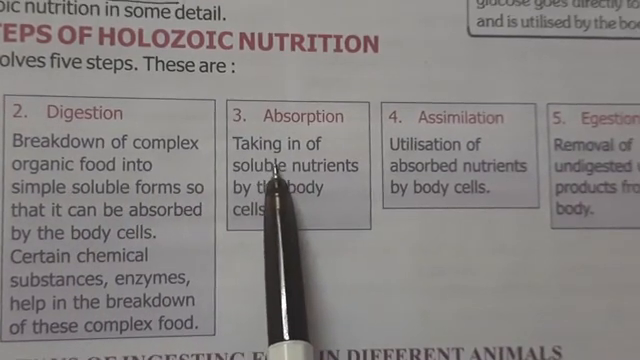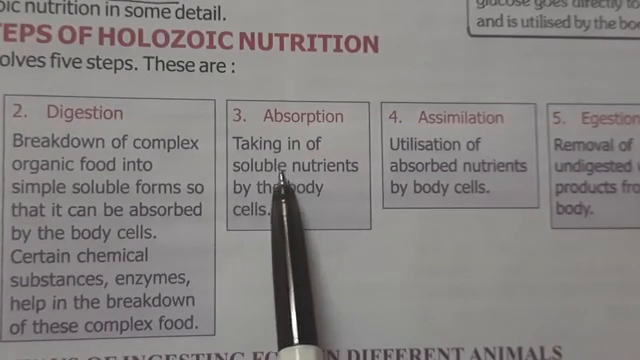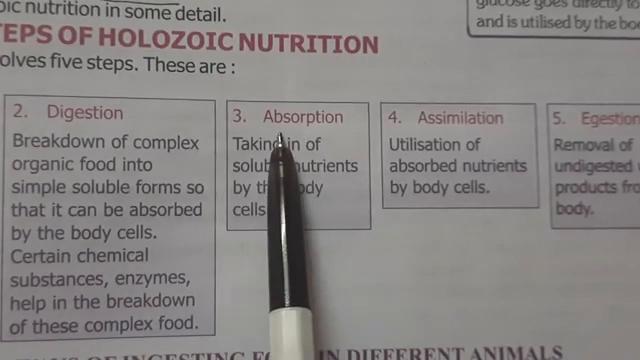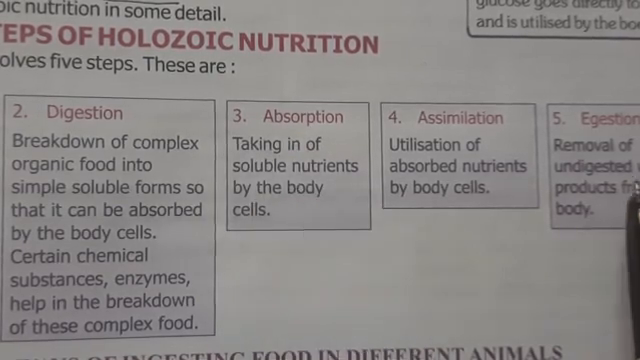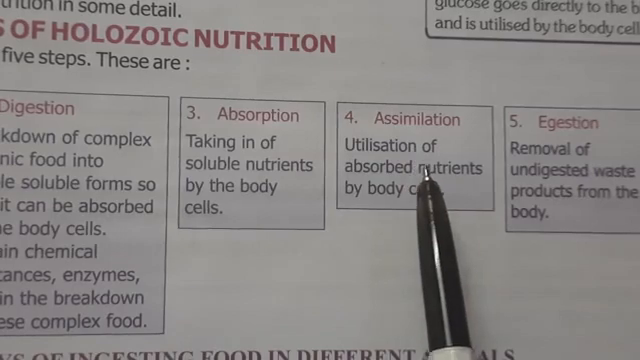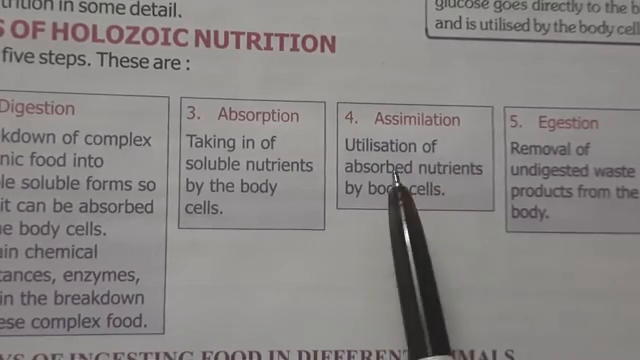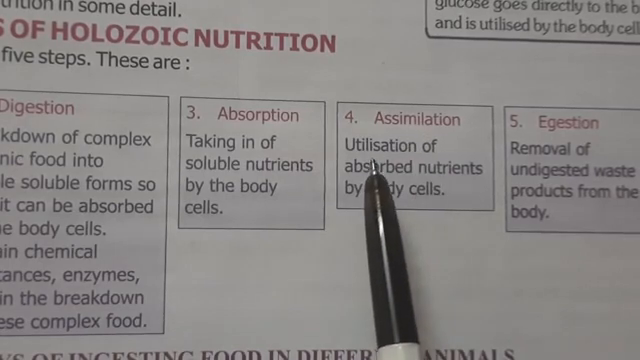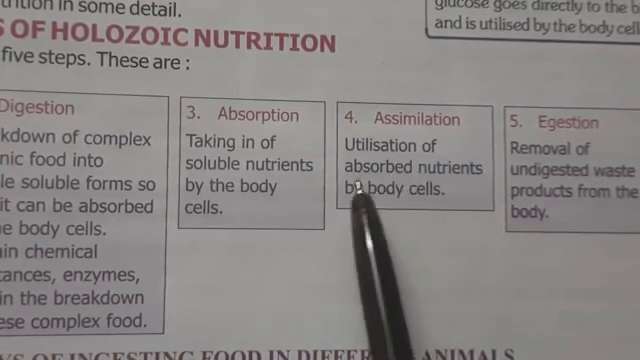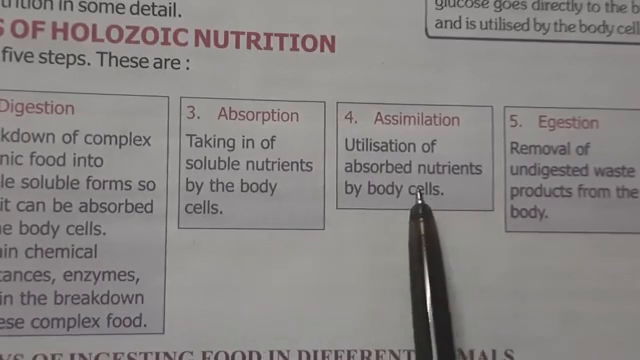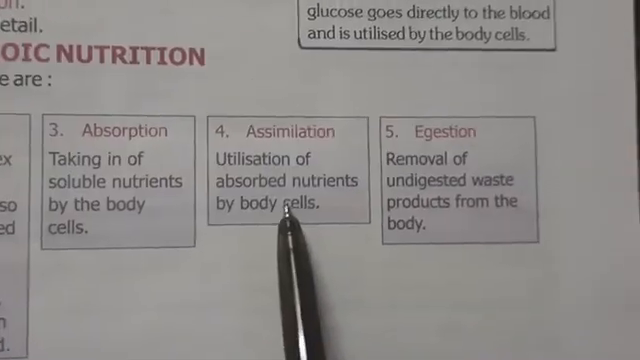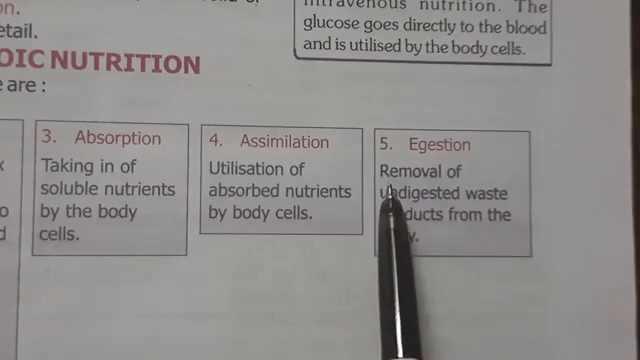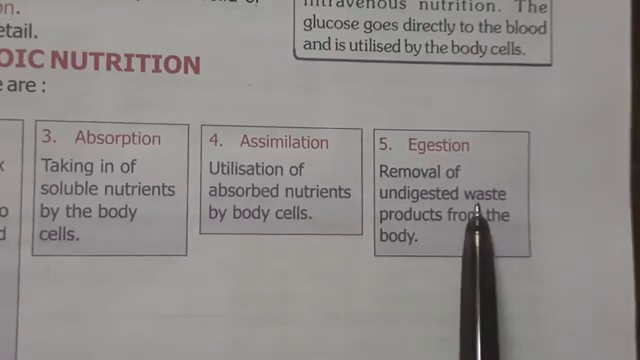That means, see, first in digestion it is broken down from complex to simple. Absorption means to take in, absorb all the nutrients. Okay, the name itself indicates absorption, to absorb all the nutrients. Assimilation means इकट्ठा करना and then utilizing, इकट्ठा करना और उसको use करना. So that is assimilation. Assimilation means utilization of these nutrients by all the cells. And the final one is egestion. Egestion, removal of undigested waste from the body.